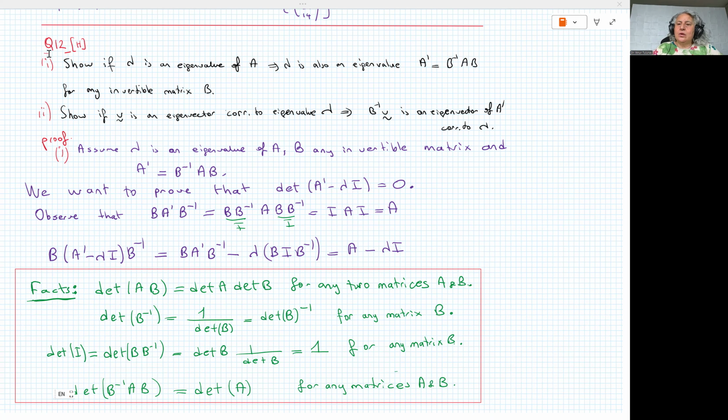We are going to go through the solution of question 12 related to eigenvalues and eigenvectors. This is what we would like to show in the first part of this question. If lambda is an eigenvalue of A, then lambda is also an eigenvalue of the matrix A prime, B inverse A B, for any invertible matrix B. And second, we would like to show that if V is an eigenvector corresponding to the eigenvalue lambda, then B inverse V is an eigenvector of A prime corresponding to lambda.